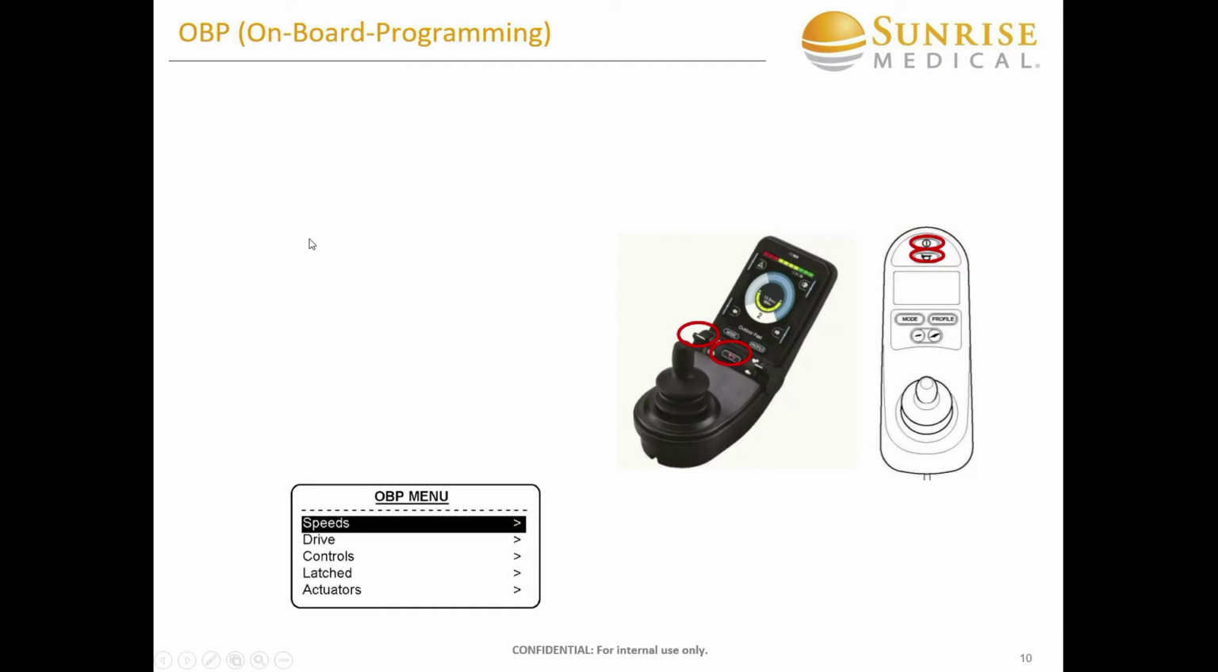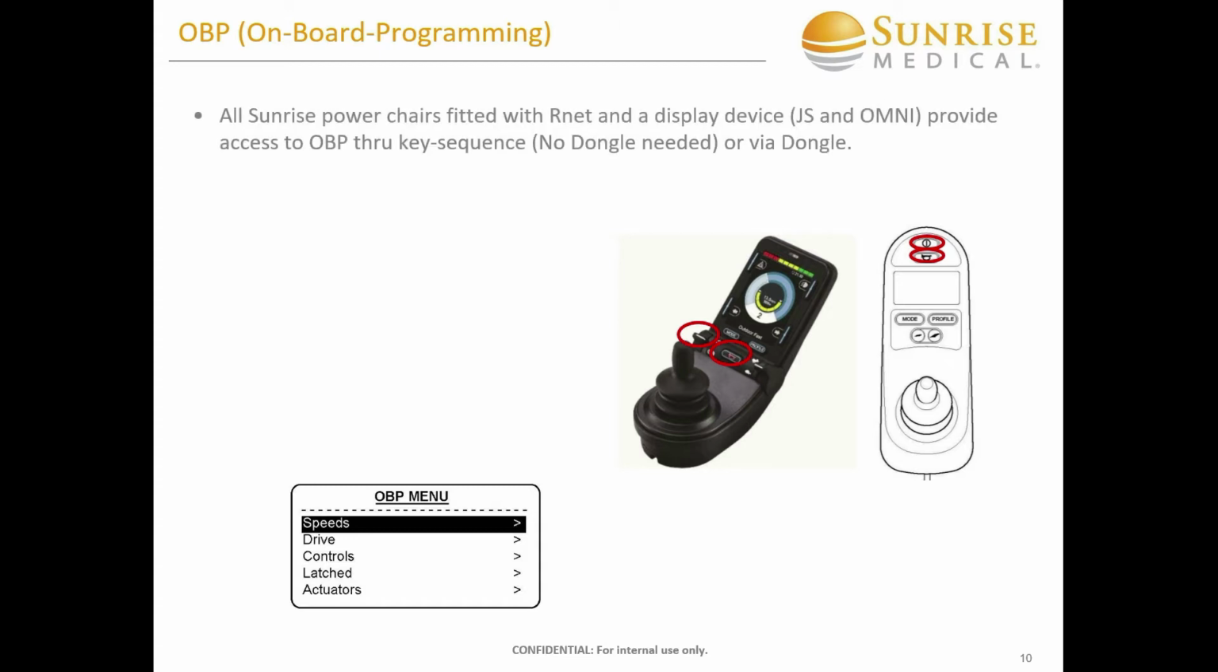Okay, so now we're going to move to onboard programming. The first one we talked about was just the settings. Now we're going to talk about onboard programming. So how do we get into onboard programming? Well, I'll tell you that it's different than other manufacturers. Even though we all use RNet, or many manufacturers will use RNet, there is a program setting deep inside the electronics that allows the onboard programming to be accessed via different methods.